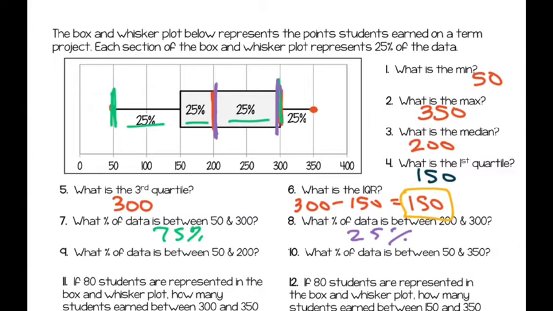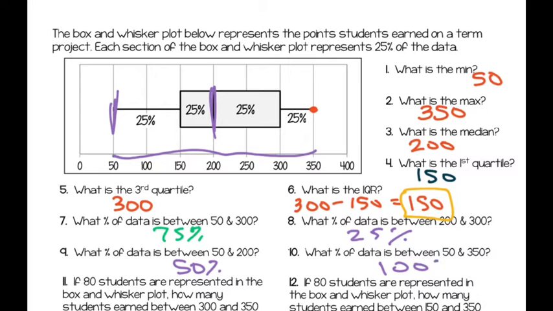What percent of the data is between 500 and 200? Or sorry, not 500, 50 and 200. So if we look at between 50 and 200, that's going to be 50%. What percent of data is between 50 and 350? So from 50 to 350, that's 100%. Everybody's included within that range.